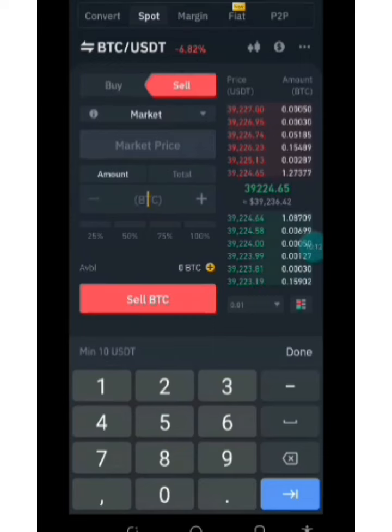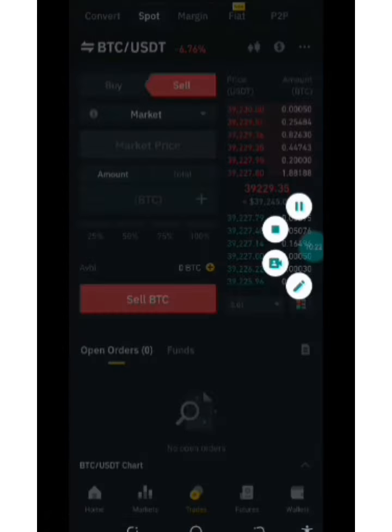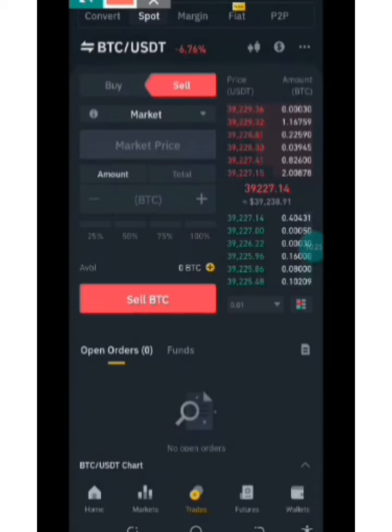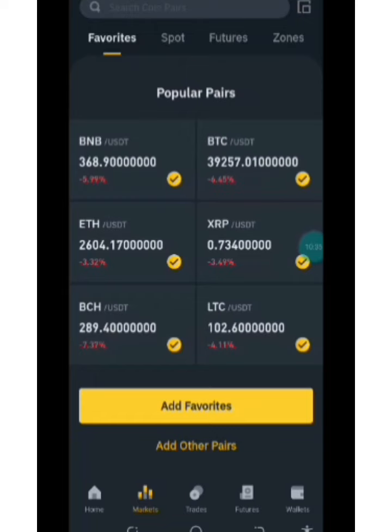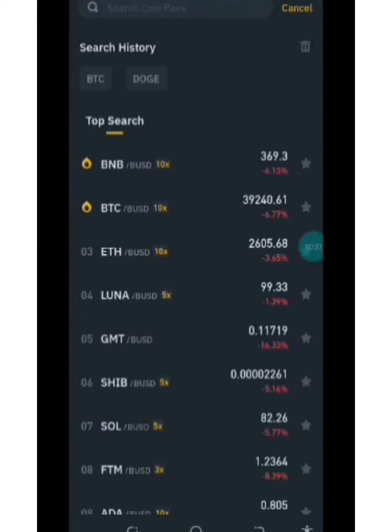And if I want to sell, that means I have some BTC already and I want to sell them. I use the market price to sell. So that's just about that. And you can see now we are on the trading interface. I went to the market first, because I searched for BTC, that's how we're able to get to the trading interface.